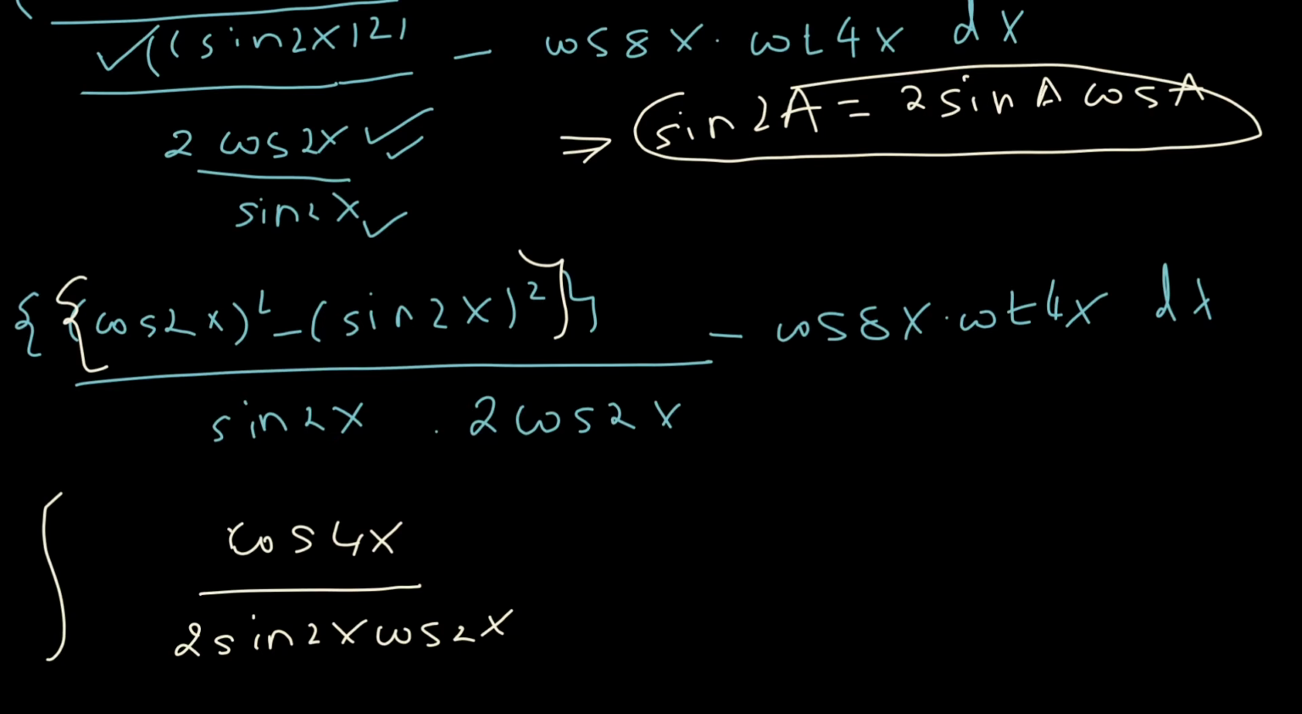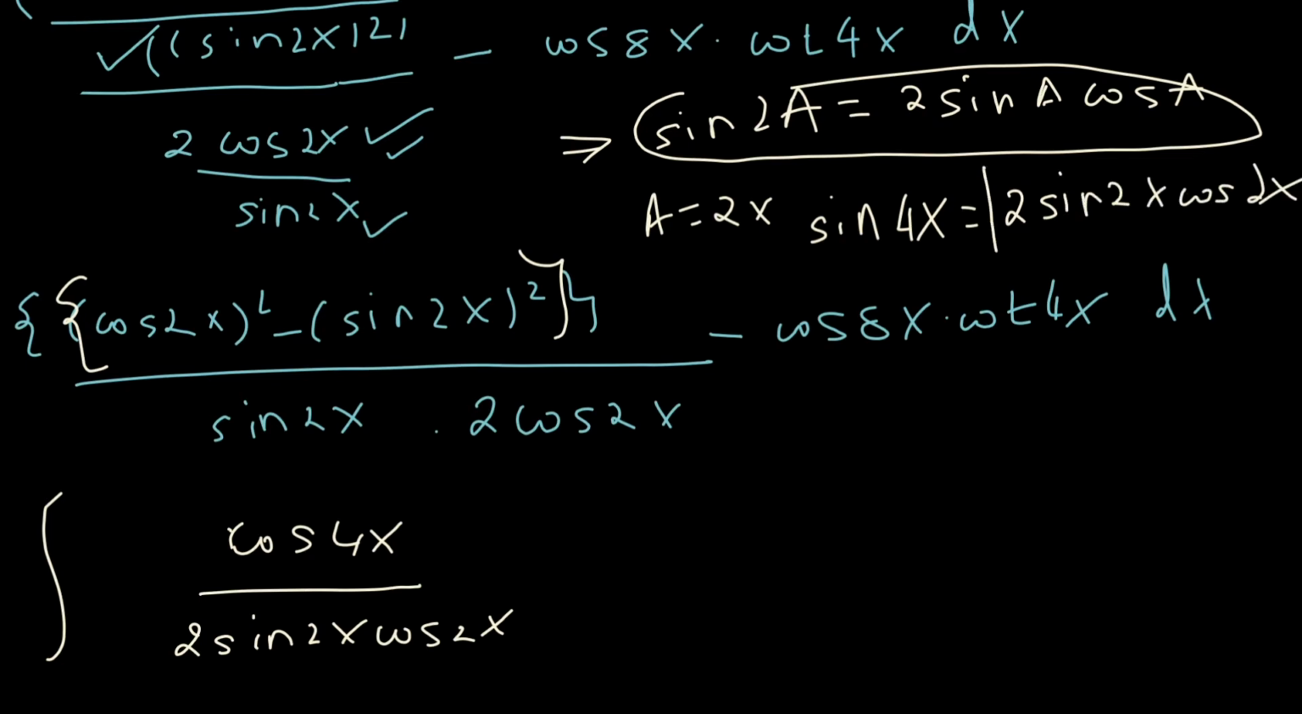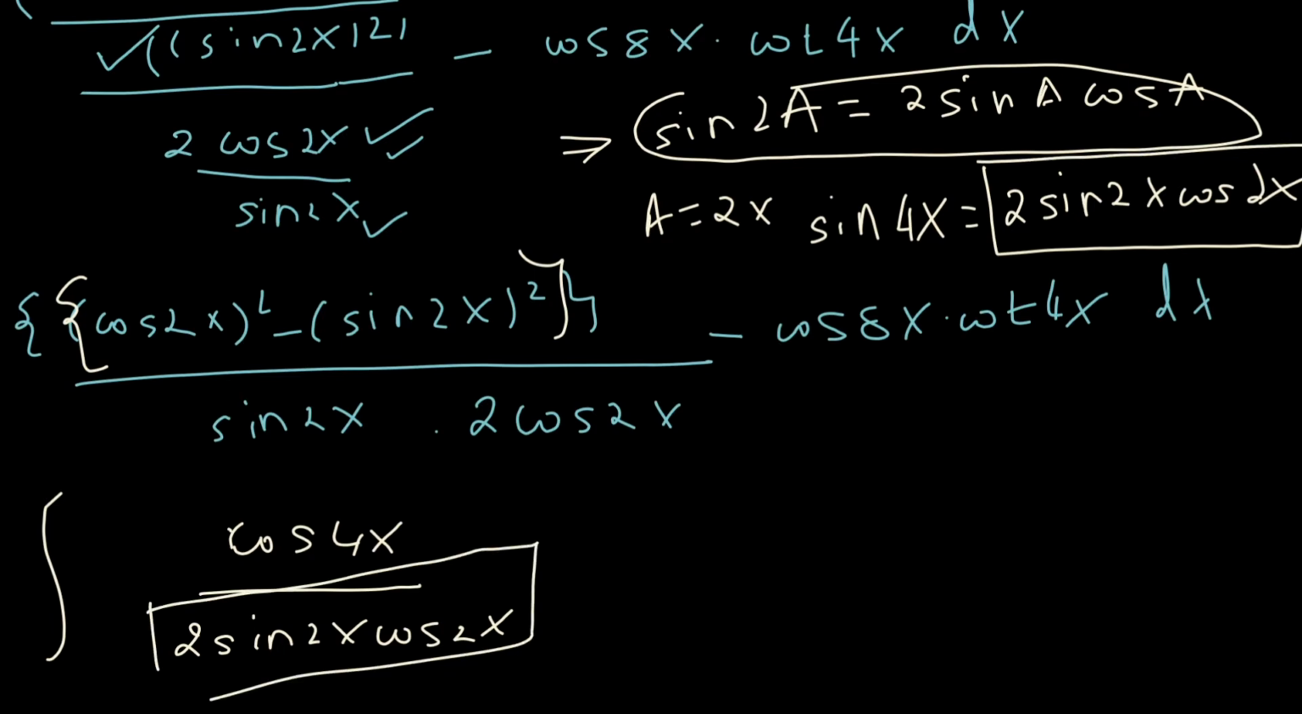This is the identity for sine of 2a. So the same identity I can see over here. All I need to do is replace a equals 2x. So I will get the value of sine of 4x equals 2 times sine 2x into cos 2x. So you can see this term over here is just present in the denominator, and as per the identity that term has a value sine 4x.